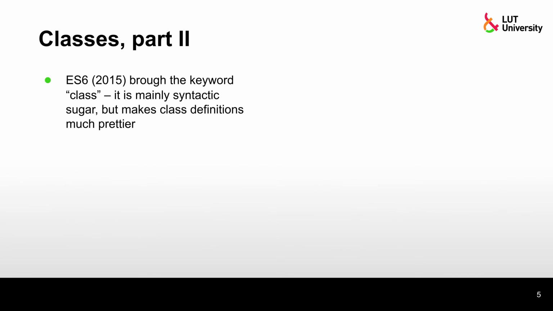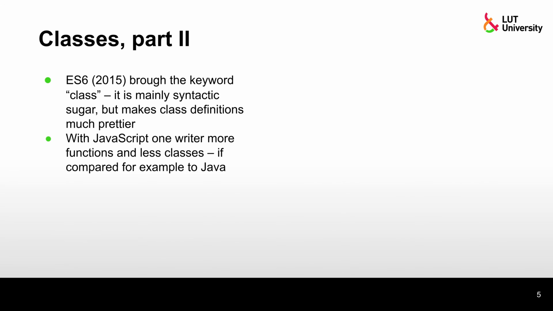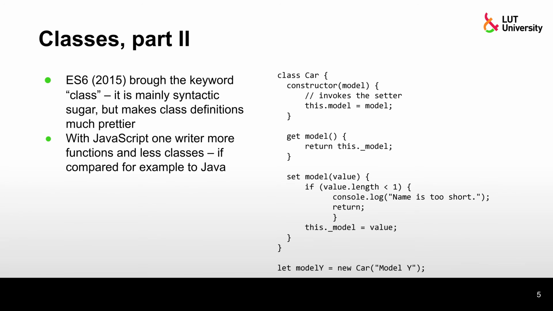ECMAScript 6 in 2015 brought the keyword class. Well, it's mainly syntactic sugar, but makes class definitions much prettier, and there are some things that are not just syntactic sugar, but it's a bit irrelevant in this course. So what can we do? In JavaScript, yeah, we write more functions and fewer classes, for example, if we compare it to Java, but this class keyword lets us define classes a bit similar way than in Java, for example.